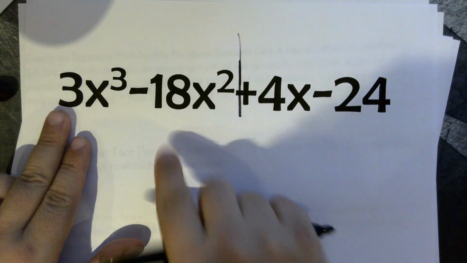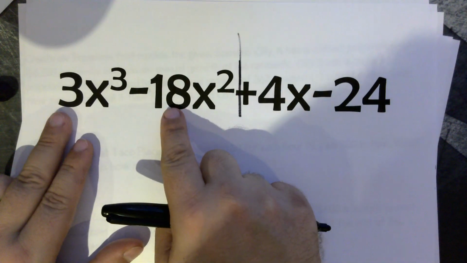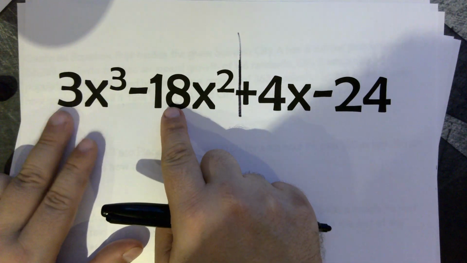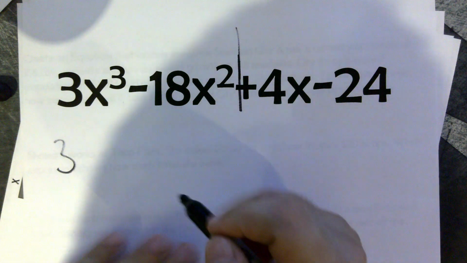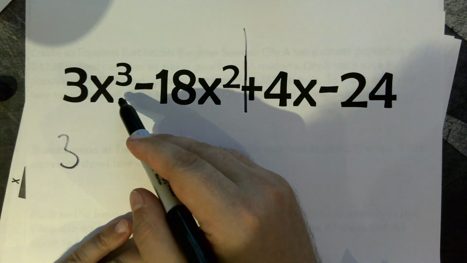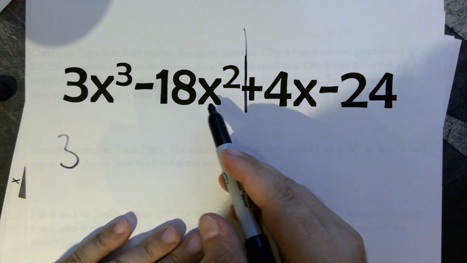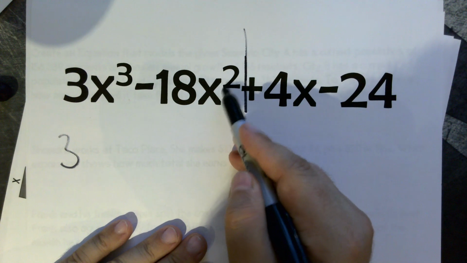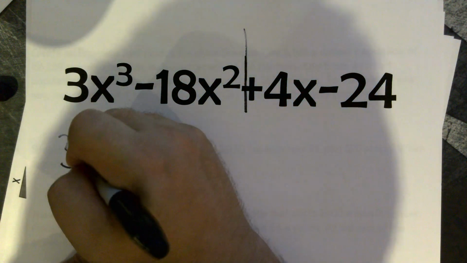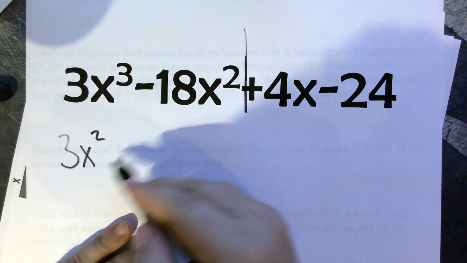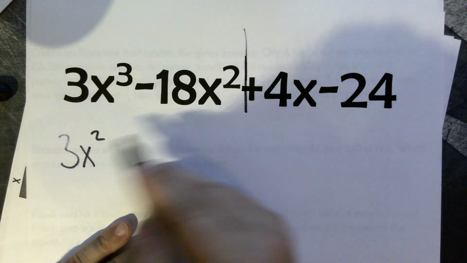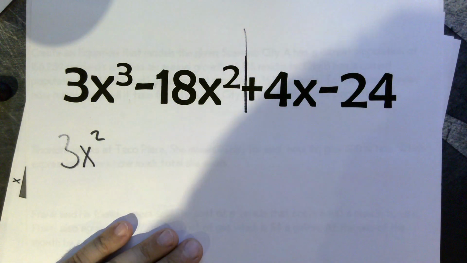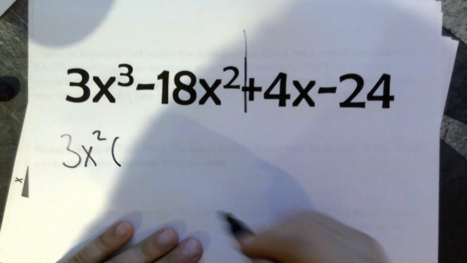So what can go into 3 and negative 18? Well, 3. 3 can go into 18. 3 can go into 3. I'm going to put a 3 on the outside. What can go into x cubed and x squared? Well, 1, 2. X squared, 2 x's. So I'm going to do x squared. And when you do this, you'll always be able to pull out an x squared. Your coefficient you may or may not be able to, but you'll always be able to pull out an x squared.